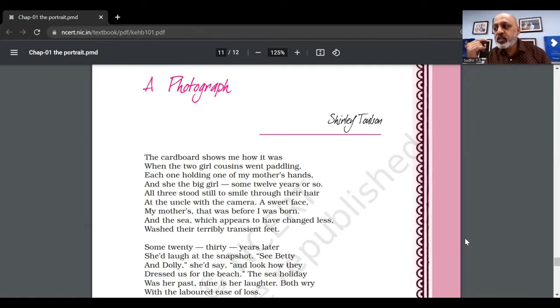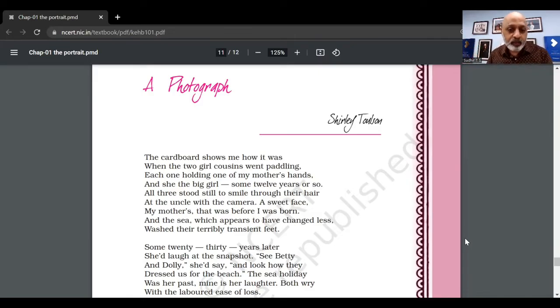So the poet here speaks about the kind of pose that they are striking in the photograph. Beach holidays mein kaise khade hain, you strike a pose, especially when you are young. There is a sense of joy and gay abandon, right? So all three stood there smiling through their hair in the sense that the hair was probably wild, flying, beach mein there's a lot of wind, etc. So there was kind of a sense of joy in the photograph in the way they looked also, right?